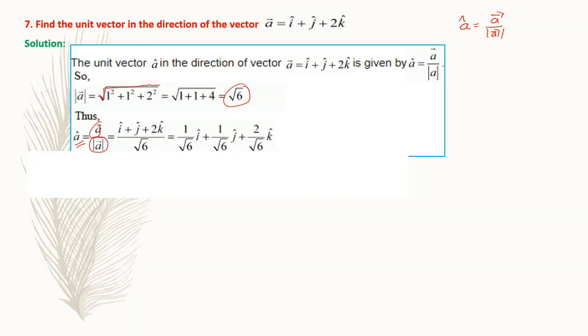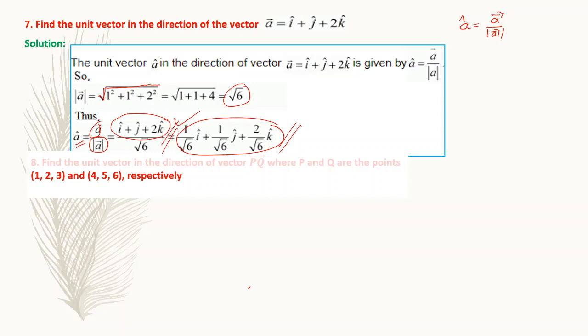Vector a is i + j + 2k, which they have given. Now let's divide this i + j + 2k by root 6. We get 1 by root 6 i + 1 by root 6 j + 2 by root 6 k. You can write it separately like this. You can stop here itself, or if you want, you can extend it further. I hope it's clear. Now let's move to the second question.